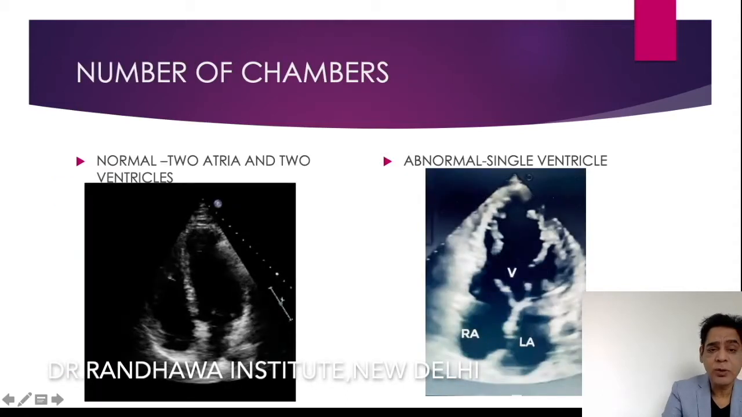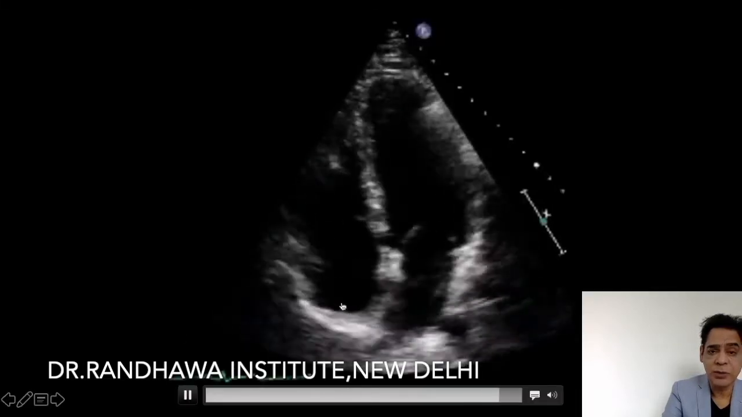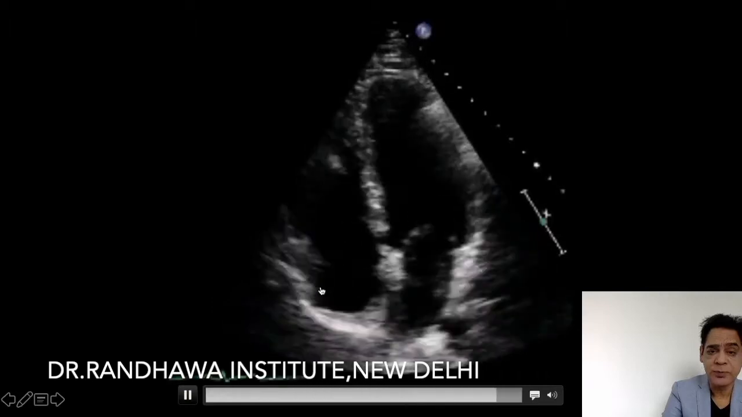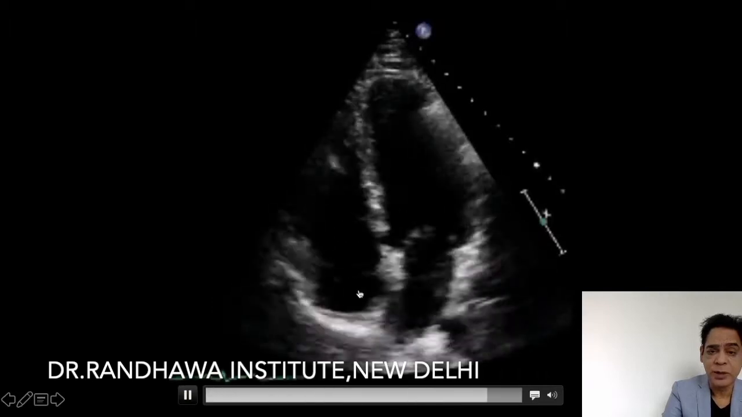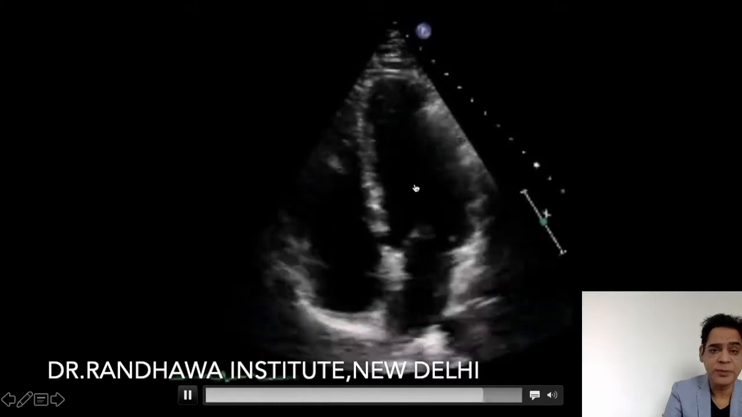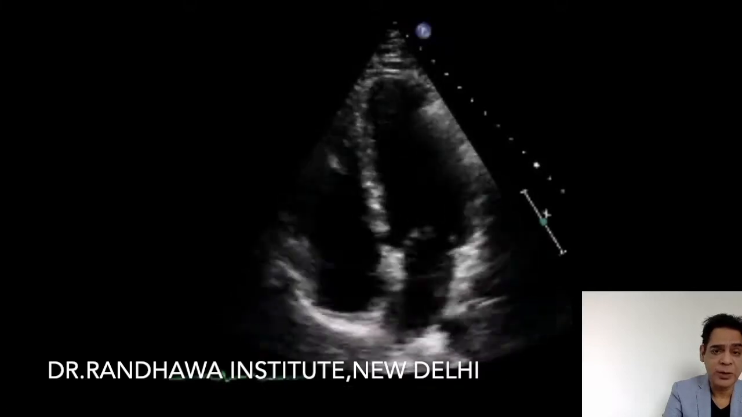Now let us go on to this video where I'll tell you the basic anatomy here. You can make out this on the right side is the right atrium, this is the left atrium, this is the right ventricle, and this is the left ventricle.